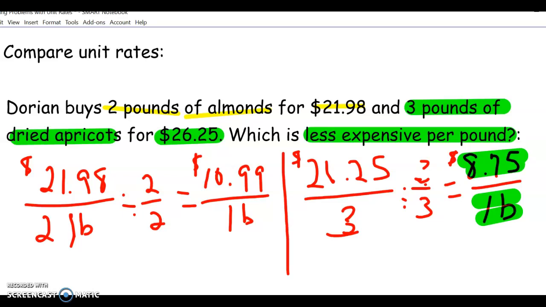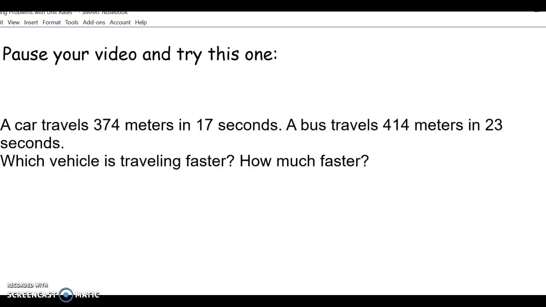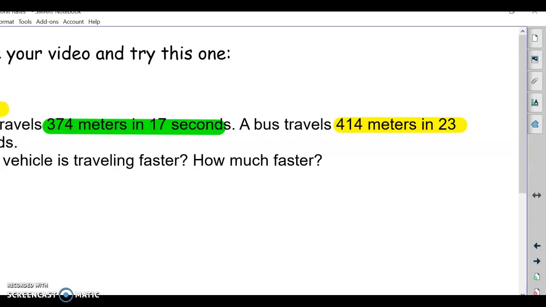So let's let you try one. We'll finish up with this, okay? So pause your video and try this one. Instead of dollars, we're talking about how fast something goes. So a car goes 374 meters in 17 seconds. That's the car. And a bus travels 414 meters in 23 seconds. And we want to know which vehicle is traveling faster and how much faster. Pause your video and try that one, please.